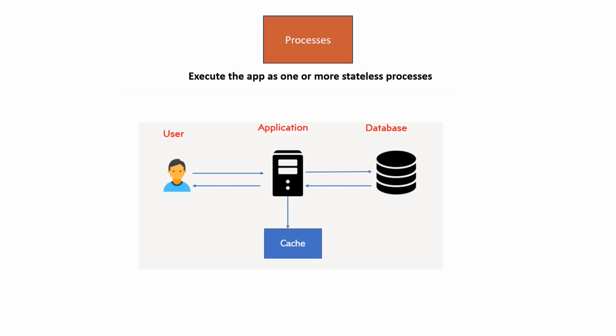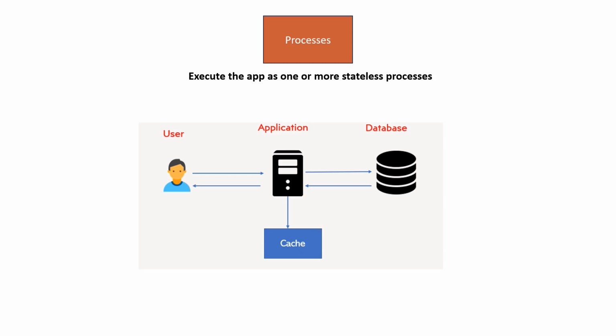Next, we have the processes. It means that we should always use stateless processes. For example, here you can see the user is interacting with the application, and that is maybe storing the state of the transaction in a database. But what happens in case the database goes down or is unavailable? At that time, the app cannot retrieve the previous state of the transaction. So it is a very poor experience for the customer.